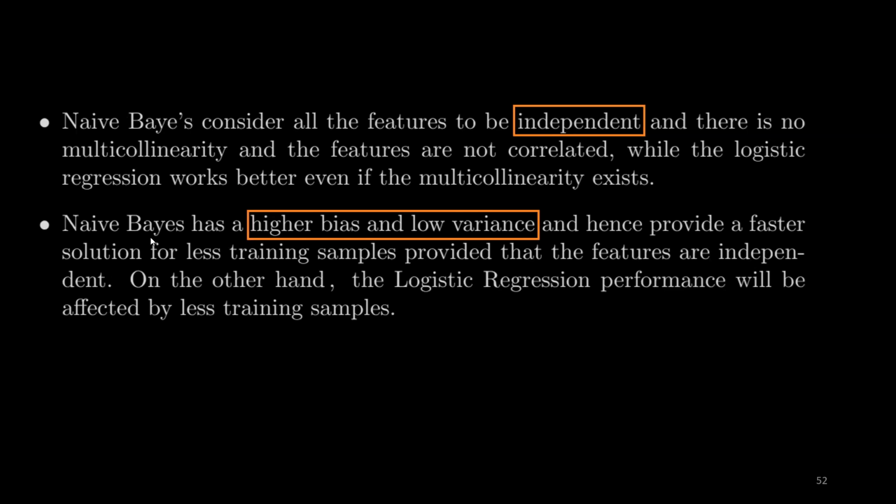The next point is that Naïve Bayes has a higher bias and a low variance, and hence provides a faster solution for fewer training samples, provided that the features are independent. On the other hand, logistic regression performance will be affected by fewer training samples. Since the Naïve Bayes classifier has a higher bias, it performs well even if we have fewer training samples. On the other hand, the logistic regression performance will be affected by fewer training samples.